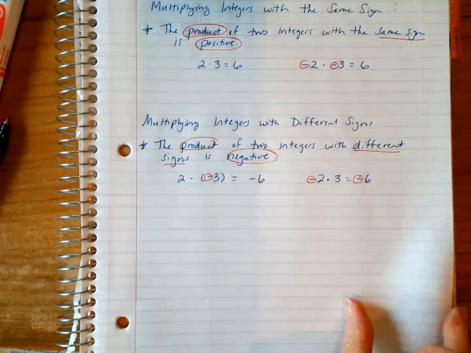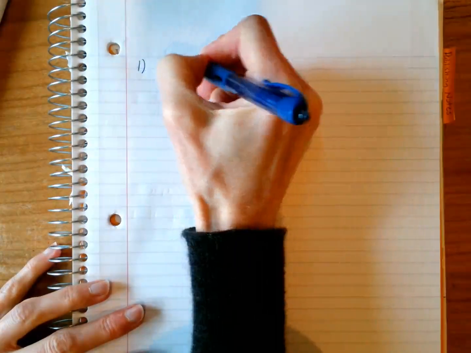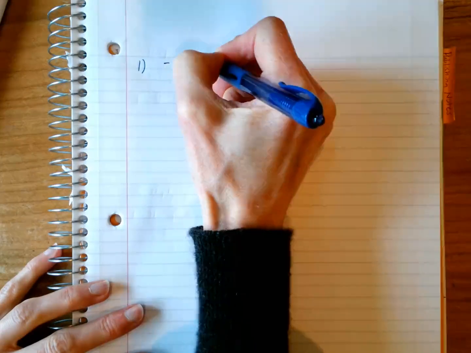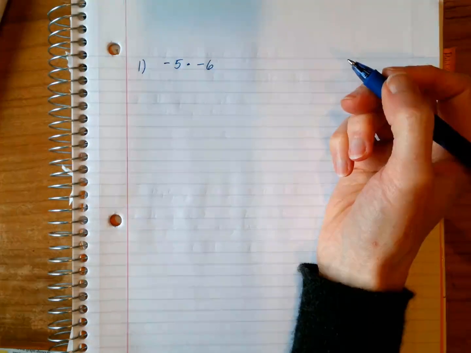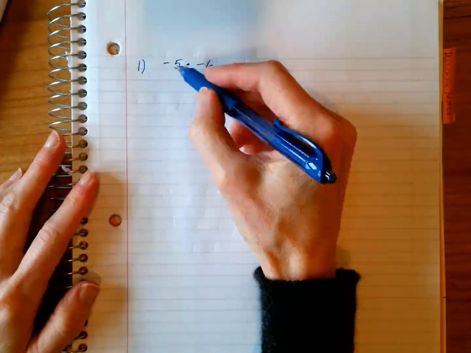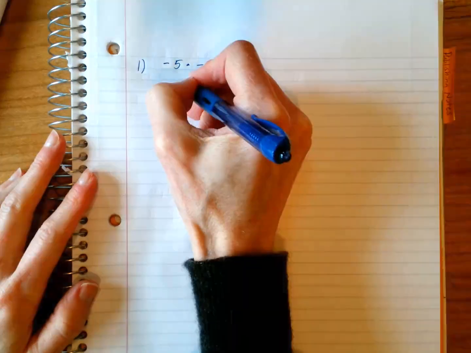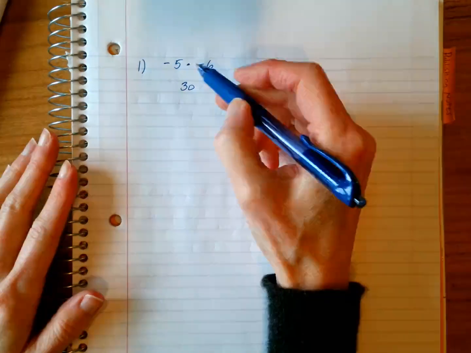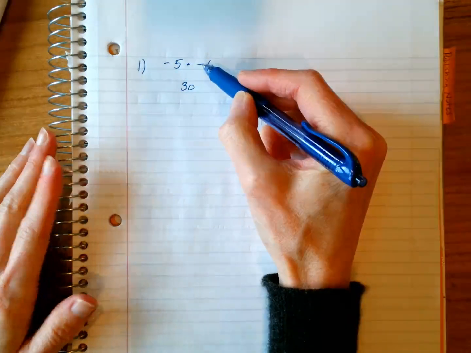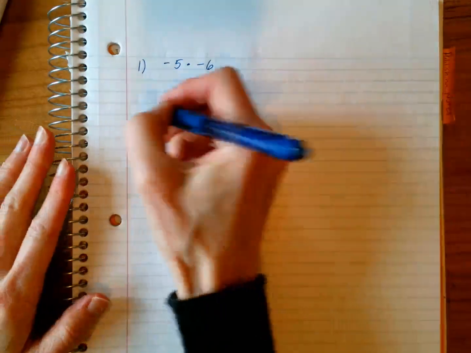All right, so let's just jump in and look at some examples of each of these. Our first one is going to be looking at a negative 5 times a negative 6. This is going to be like our first example in which we are multiplying integers with the same sign. Just do your simple multiplication of 5 times 6 first, and you get 30, and then you are going to look at the signs and apply the necessary sign. They are both the same sign of negative, so you end up with a positive 30. Nothing else to do there.